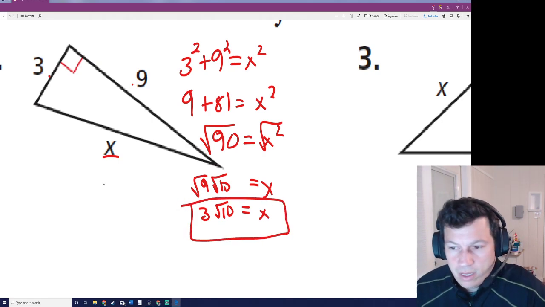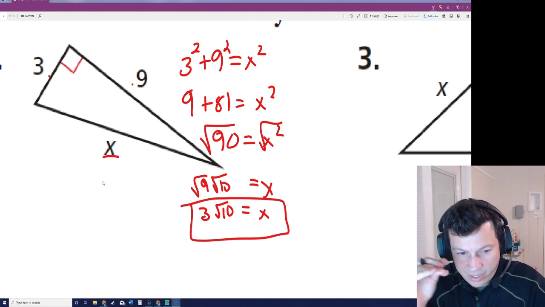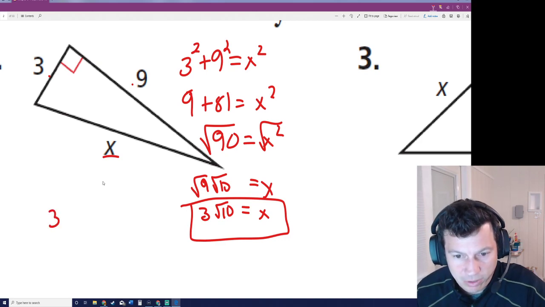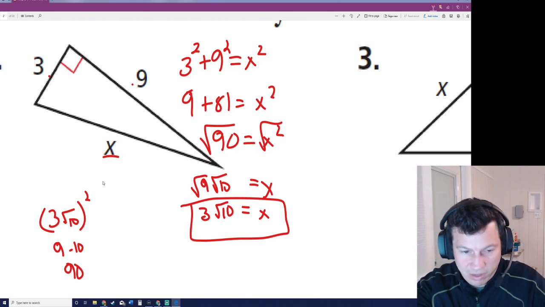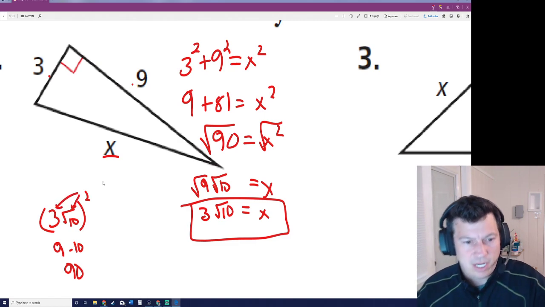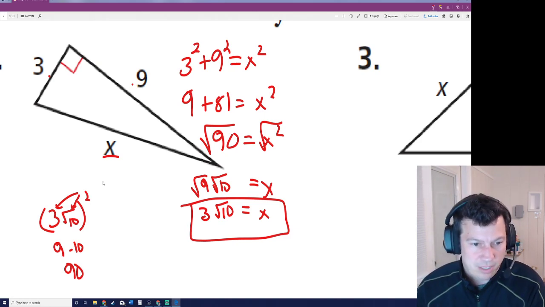And you cannot get these problems wrong because you can just plug them in and square them. In other words, what is 3 radical 10 squared? It would be 3 radical 10 all squared. So this would be 3 squared, which is 9, and radical 10 squared, which is 10. So 9 times 10 is 90. Boom, I plugged it right in. It worked. Remember, when you're squaring a radical, make sure you square both of these things. And when you square a radical, it sort of cancels, so it's 3 squared times radical 10 squared, which is just 10.